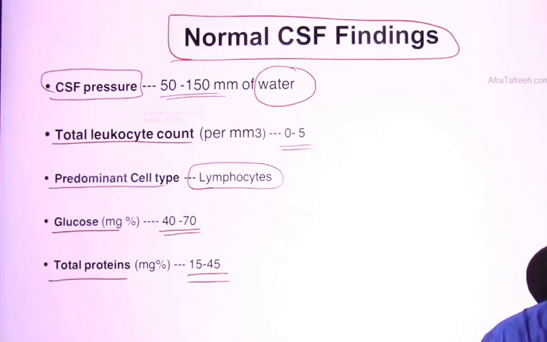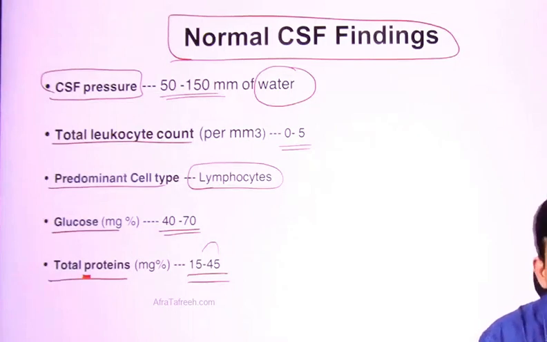So total protein is a multiple of 3, 15 to 45, and after that you can remember 40 to 70 is for glucose. So firstly the total proteins, P. In Hindi, P means 15, so 15 to 45 here, and after that is glucose, 40 to 70. So these are the normal CSF findings. The CSF pressure is also a multiple of 3, 50 to 150, and this is also a multiple of 3, 15 to 45. And the predominant cell type is lymphocytes. When this is clear, then you will understand what is increased.